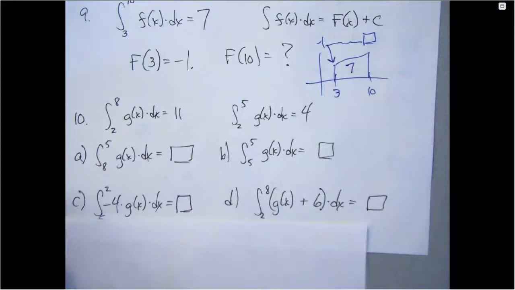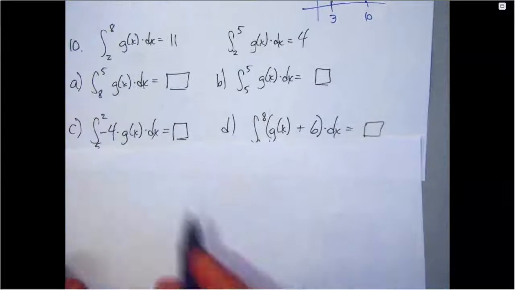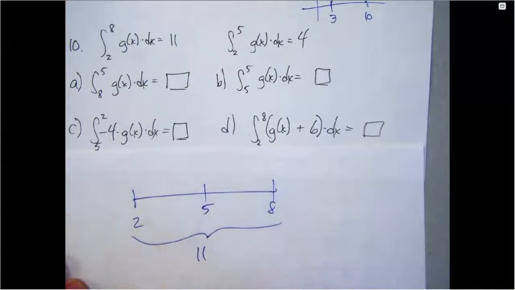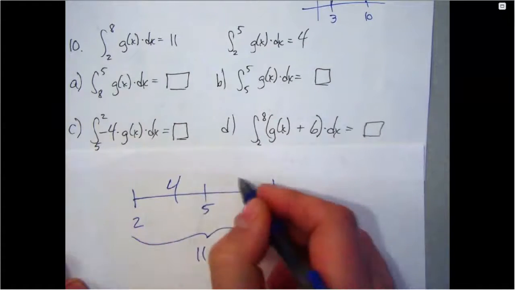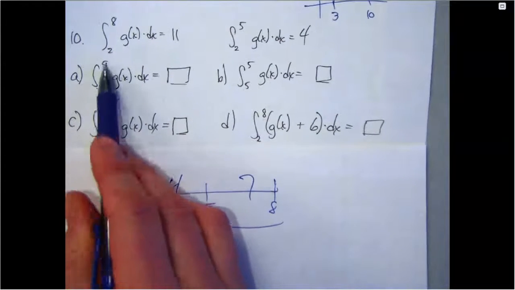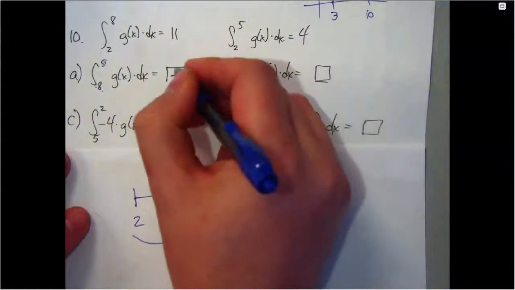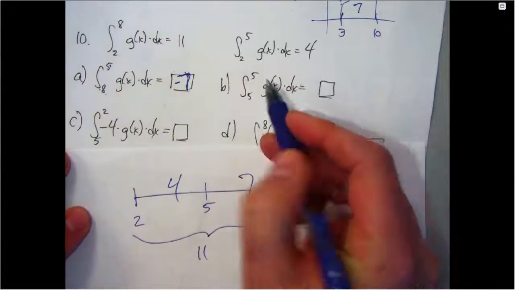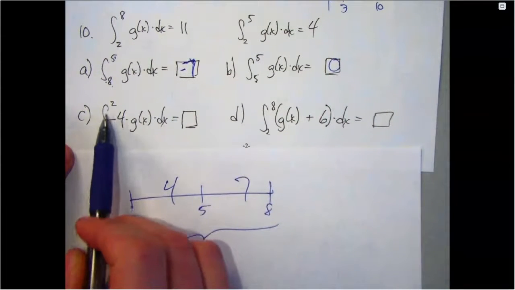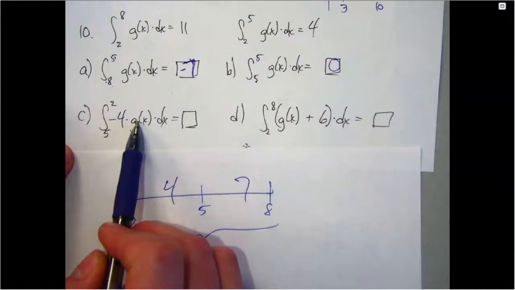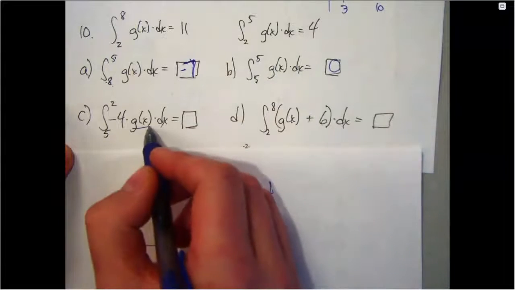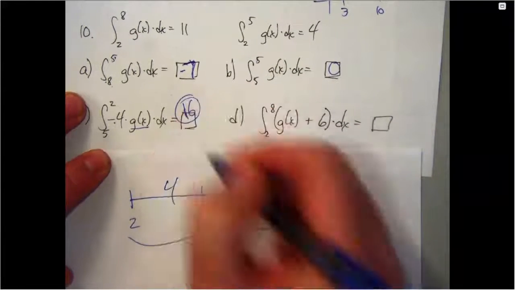And then number 10. So if I look at the big number line, 2 to 8 is 11. 2 to 5 is 4. That part must be 7. And then in part A, I asked it with the orders backwards. So this would be negative 7, because I flipped the direction, you flip the sign. If these two limits are the same, your answer is always 0. This one, I multiplied. So the integral of g of x from 5 to 2 is the opposite of the integral from 2 to 5. So negative 4 times negative 4 is 16.